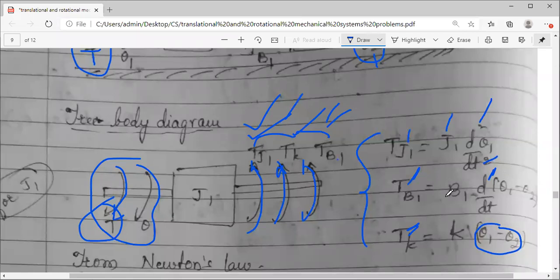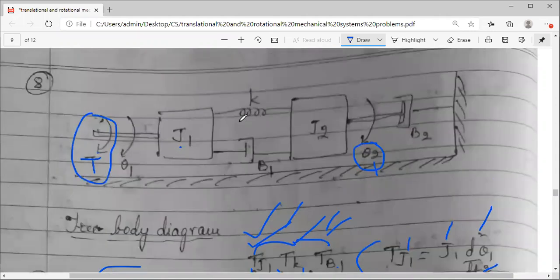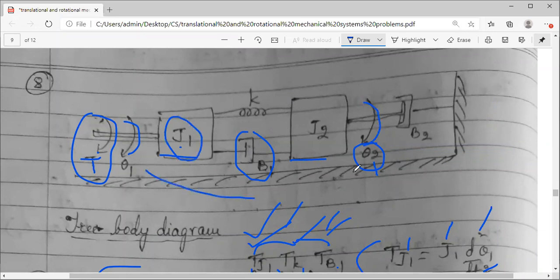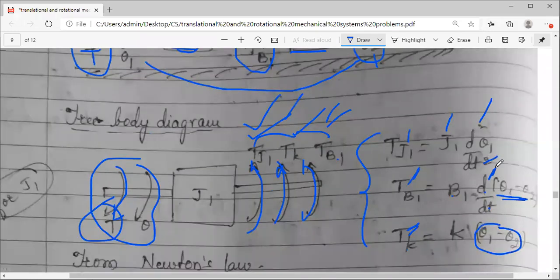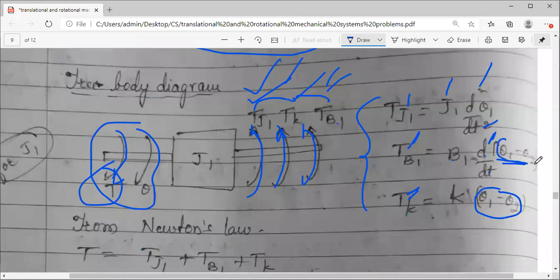So for TB1, see what the torque equation is: B1 d by dt of, I have written, theta 1 minus theta 2. Why is it so? If you see the damper element, it is connected between two different bodies. One has theta 1 displacement, one has theta 2. And I am writing the equation now for J1. So it will be theta 1 minus theta 2, because this damper is free on both sides. Even K is also free on both sides. So both are free on both sides. I have to take theta 1 minus theta 2 only for both.